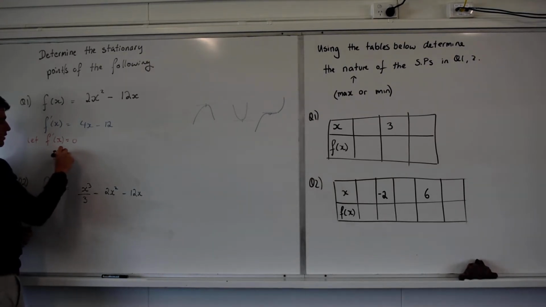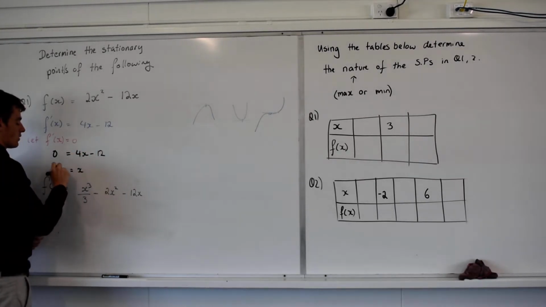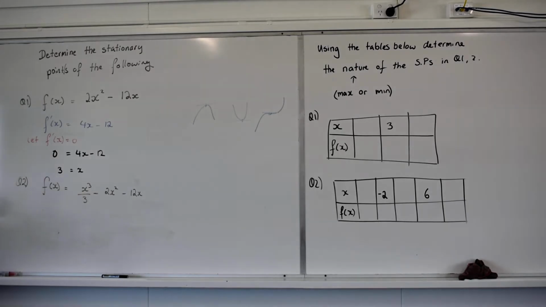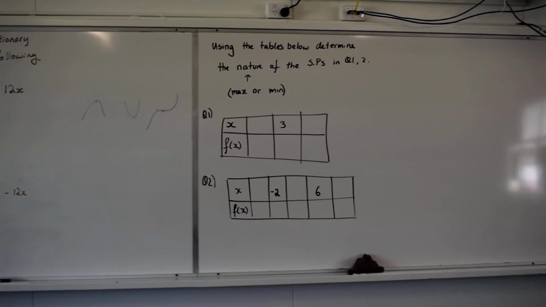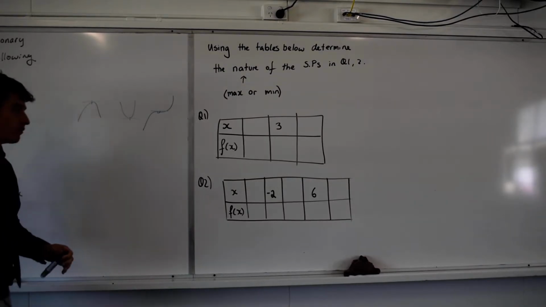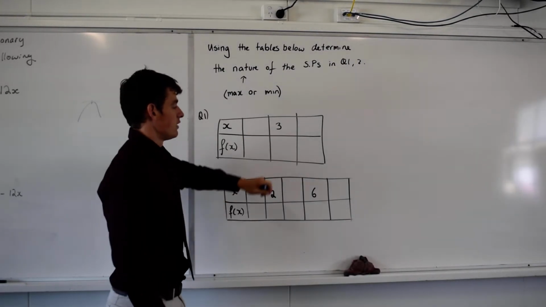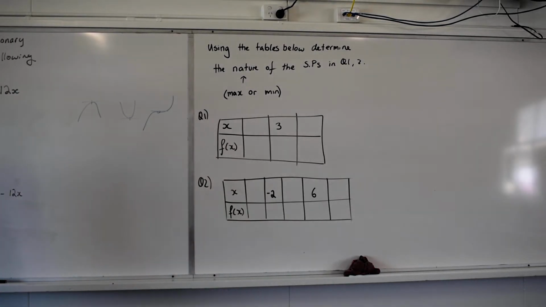0 equals 4x minus 12. We solve and we get x equals 3. I'm assuming we can solve in our head. Sweet. I'm not going to do the second one because I'll leave that up to you. But for our tables here, we can use these tables to determine whether it's a max or a min. Now the way we do that is we have our stationary point in the middle, between two other points. In this case it's 3.